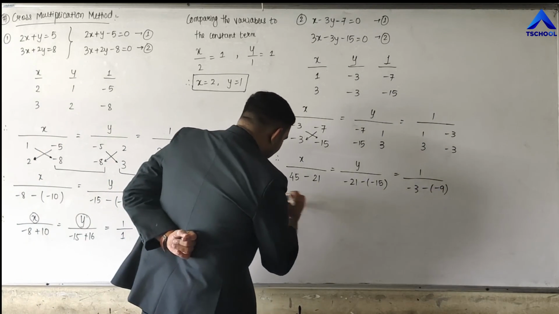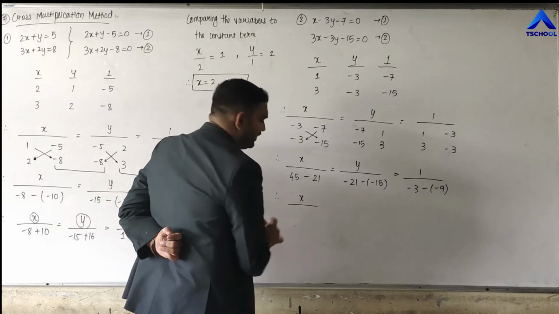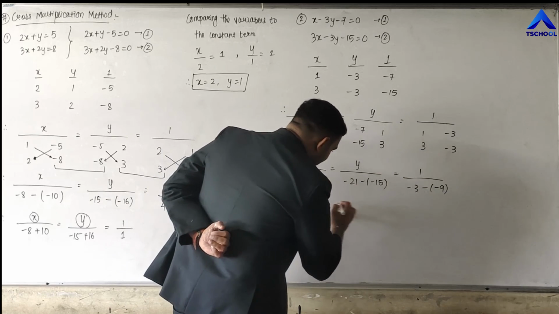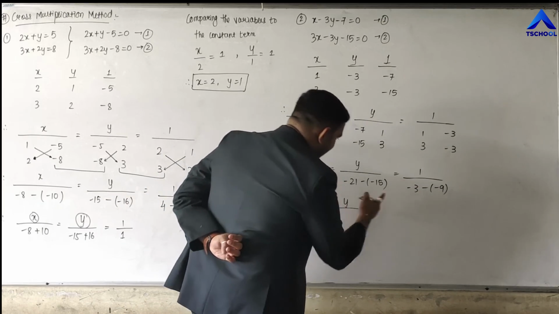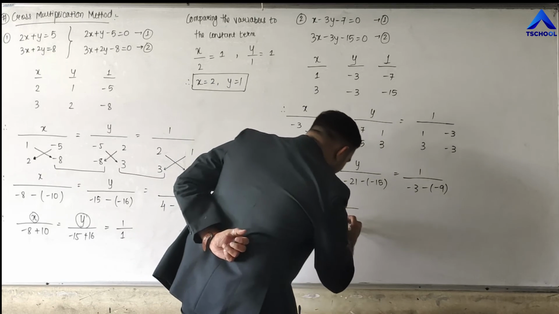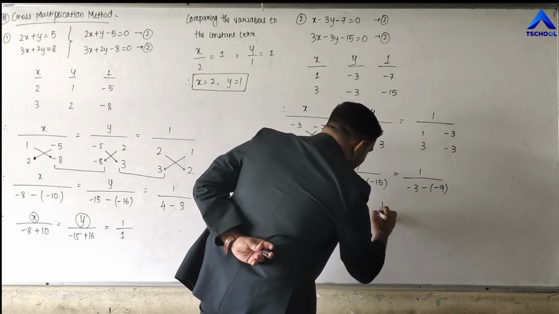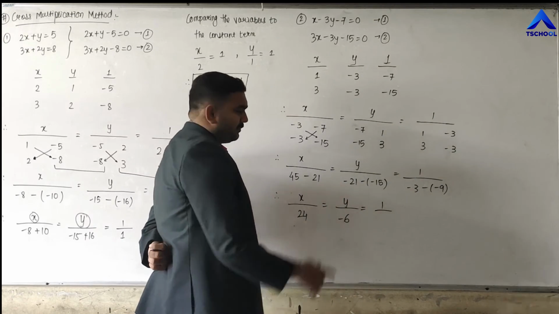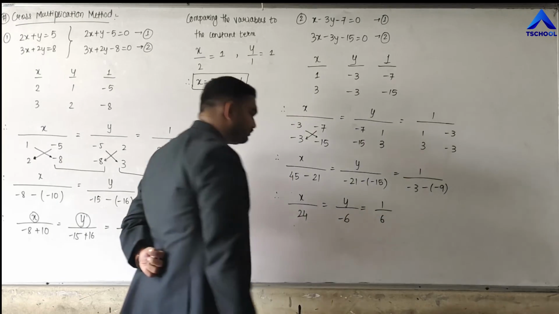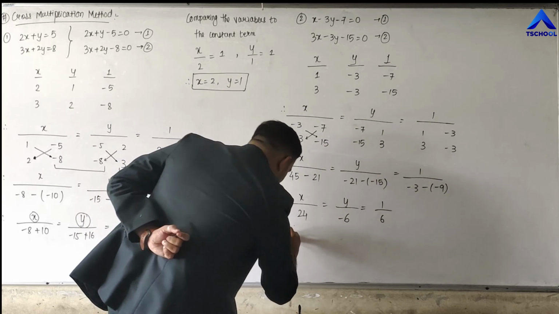Okay, so that is x upon 45 minus 21, that is 24, is equal to y upon minus 21 plus 15, that is minus 6, is equal to 1 upon minus 3 plus 9, that is 6, right?